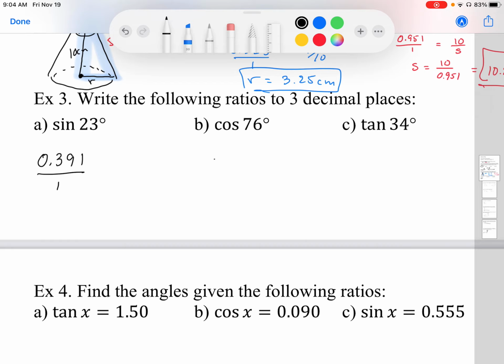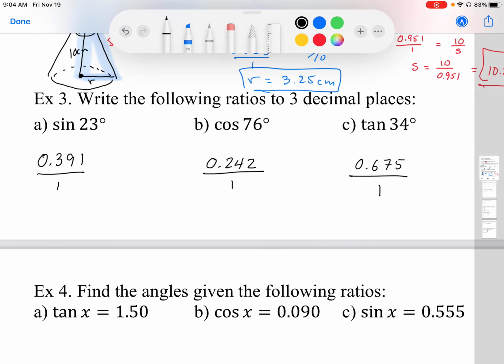Cos 76 degrees, for my calculator again, is 0.2419, so I'm going to round that to 0.242, and again, what's implied is that it's being compared to 1. My slope of 34 degrees, or the tan of 34 degrees, is going to be 0.6745, so I'm going to round that to 0.675 to 1.